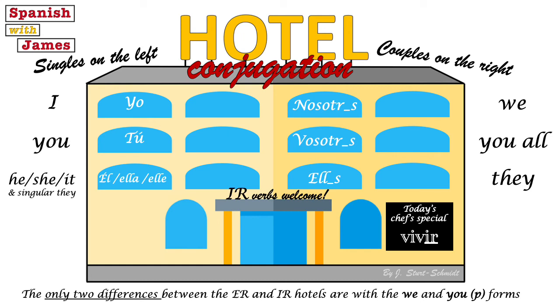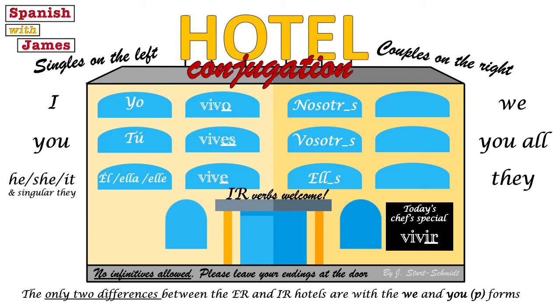So what we need to do is leave the IR at the door, because no infinitives are allowed in the hotel. That leaves us with the stem viv. So remember, V's in Spanish are pronounced a bit more like B's. So it's not vivir, but bibir. So we're left with viv, and then we need to add our o, es, e, the same as with ER. So vivo, vives, vive. I live, you live, and then he, she, it, or they live.